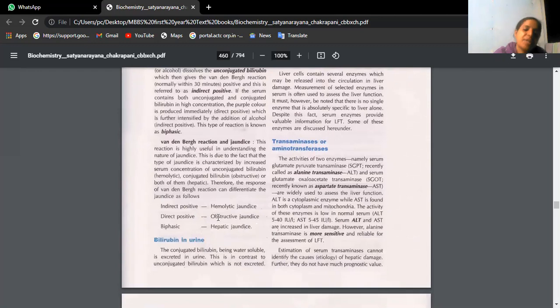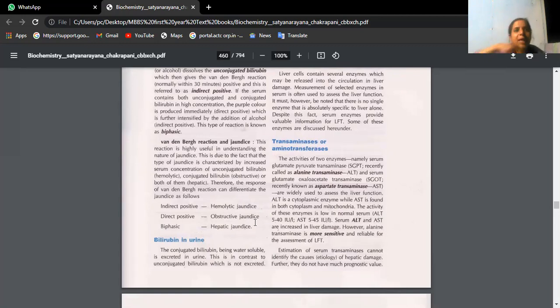We are checking the presence of conjugated and unconjugated bilirubin, and we are trying to assess what type of jaundice the patient is suffering with. For example, hemolytic jaundice: test tube, serum, Vandenberg's reagent, no purple. Add alcohol, yes, it is purple. You call it indirect positive. Obstructive jaundice: test tube, serum, Vandenberg's reagent, full purple. Yes, direct positive. It has conjugated bilirubin.